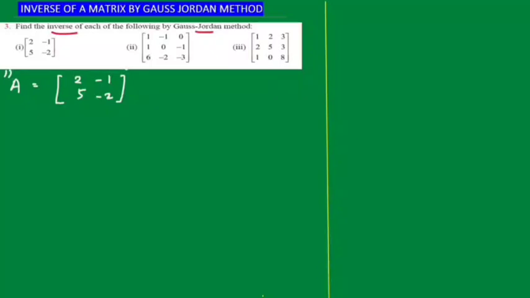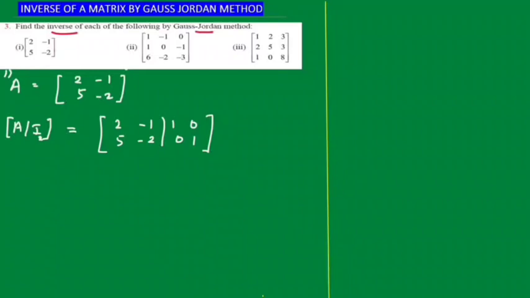We are going to augment this matrix along with the identity matrix. A is a matrix of order 2, so for the augmented matrix we also take the identity matrix of order 2. We write the elements of the A matrix and combine the identity matrix along with it.